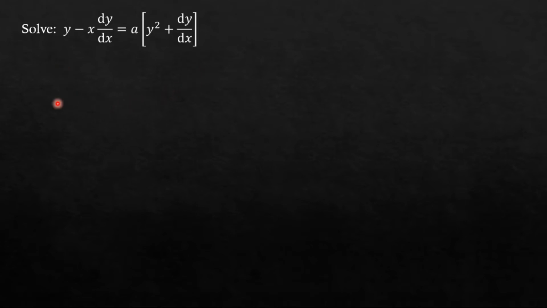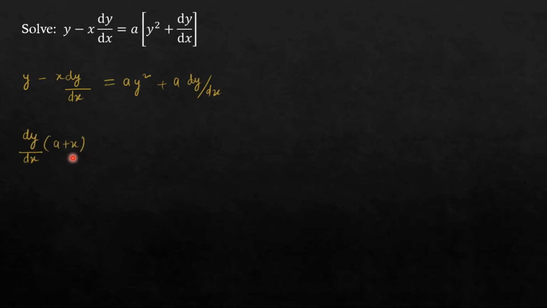So I can write this equation as y minus x dy/dx is equal to ay² plus a dy/dx, okay? Now try to make this differential equation into a variable separation form. For that, bring this dy/dx term, here also we have a dy/dx term, bring this dy/dx term to one side. So you will get dy/dx (a plus x) is equal to y minus ay².